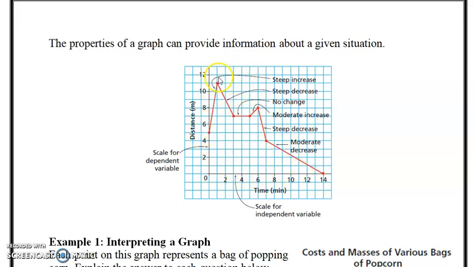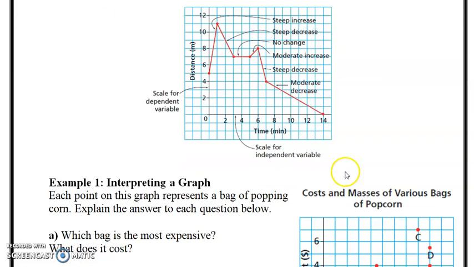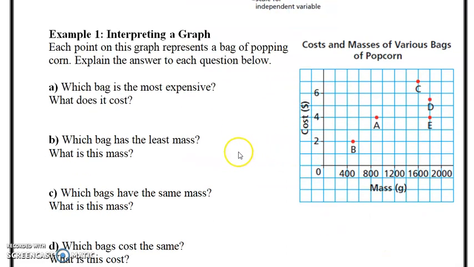This is a steep increase. This is a steep decrease. There's no change here in distance. The time will continue, obviously. This is a moderate increase, a very steep decrease, and a moderate decrease. Okay. So let's interpret the following graph.